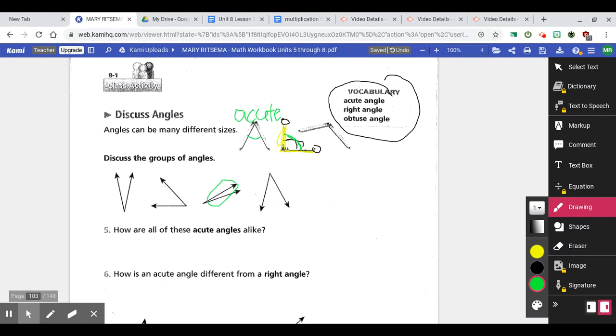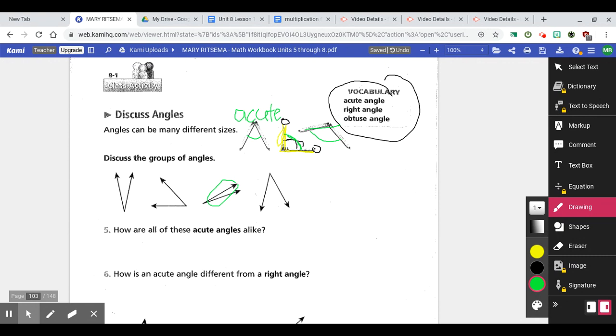Now, just like acute is less than 90 degrees, obtuse is more than 90 degrees. So let's take a look at this one. This one measures from here to here. It's much wider than the 90-degree right angle. And those are called obtuse. So more than 90 degrees, wide open, obtuse.